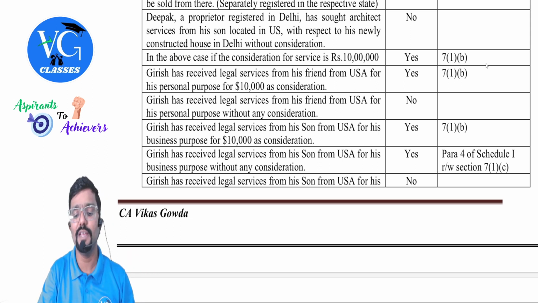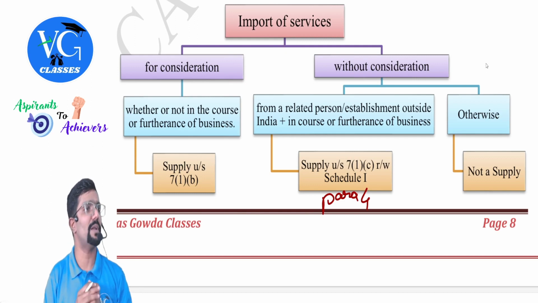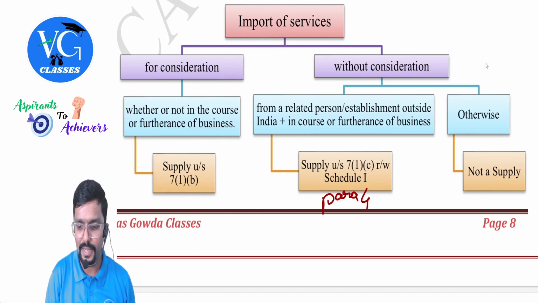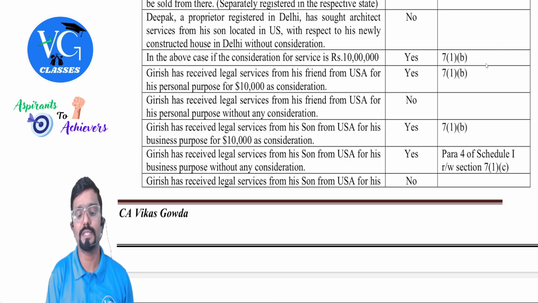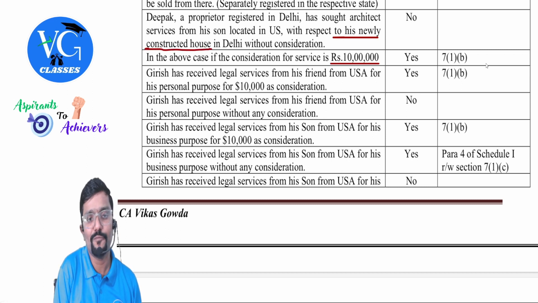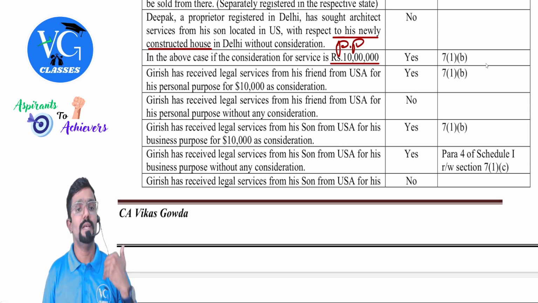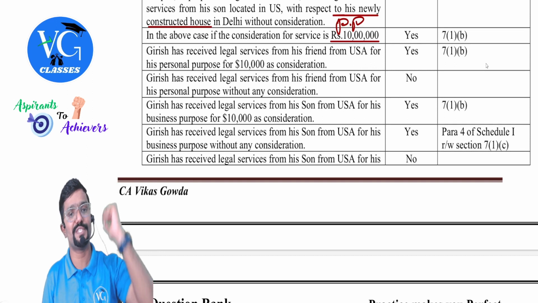Why so? Because when there is a consideration, we don't see the relationship, we don't see the purpose. It is a supply, guys. Yes, sir. So as per section 7(1)(b), it is a supply because there is a consideration, people. Here I will underline this, because the earlier case was not a supply because of personal reason. I will just write PP. PP means personal purpose.